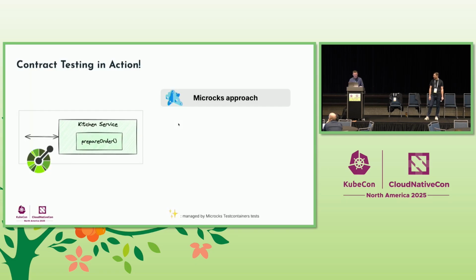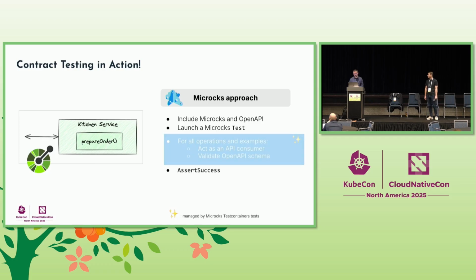The second thing that is super interesting with Microcks is that you also have contract testing for free. Contract testing is not new stuff, but it's traditionally a pain to implement because it's very verbose. It requires writing a lot of code. Here with Microcks, the approach is very different. In your unit tests, you just have to launch a Microcks test, and because Microcks knows everything about the contracts, the different data sets, and the different examples, it acts as a consumer of your APIs, sends requests, receives responses, and validates everything regarding the OpenAPI schema.